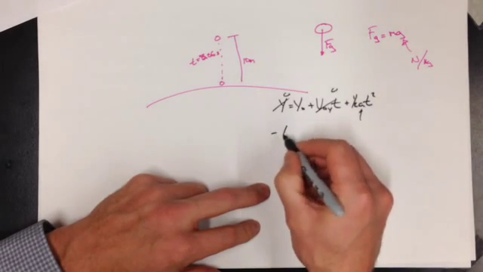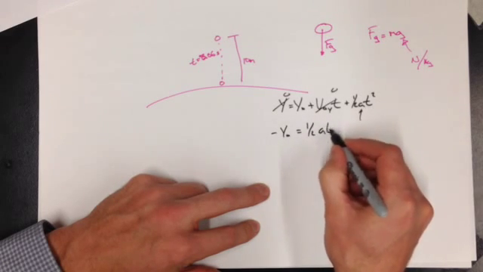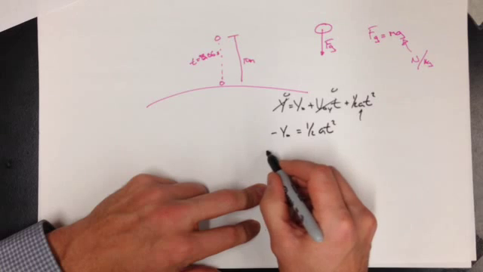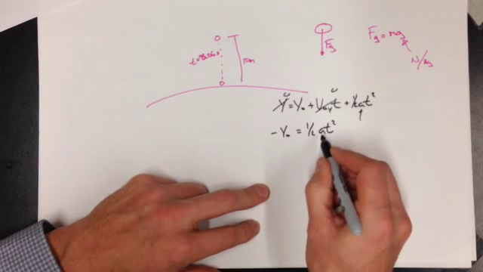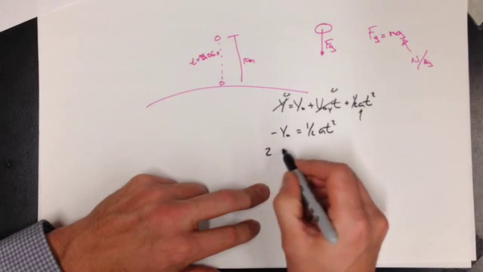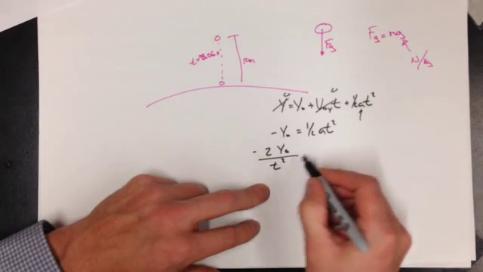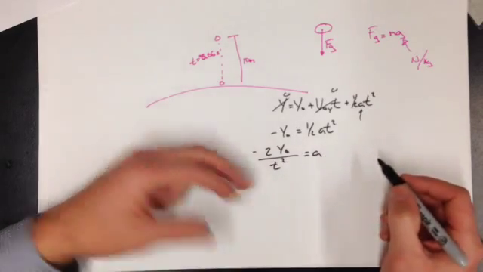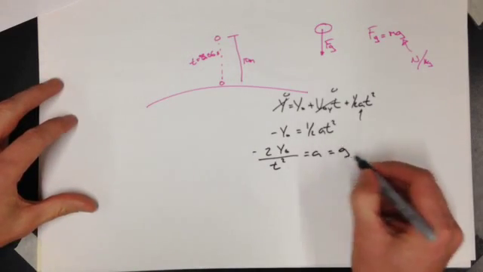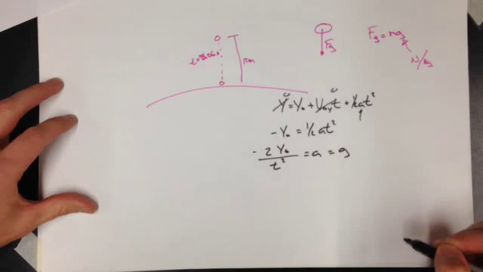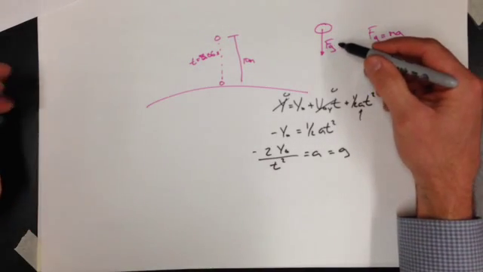So you end up with negative y naught is equal to 1/2 a t squared. You end up finding a. So that ends up being negative 2y naught over t squared is equal to a. And there we have it. You can find what a is. Once you know what a is, that's equal to g. We can see that it's negative, so that means it's down.